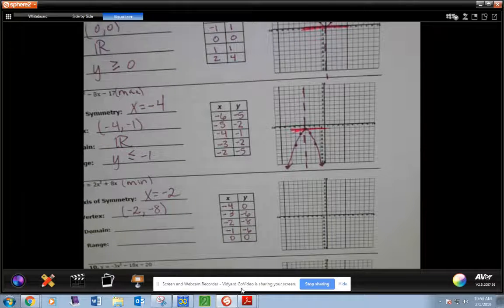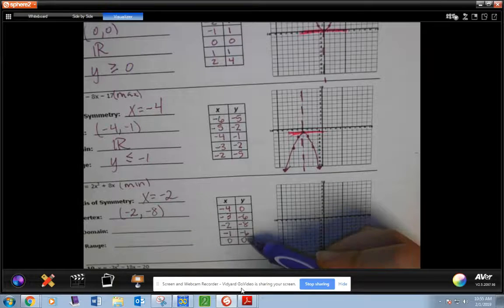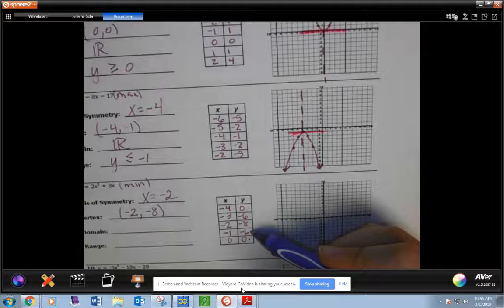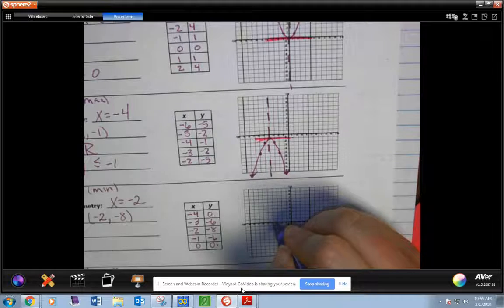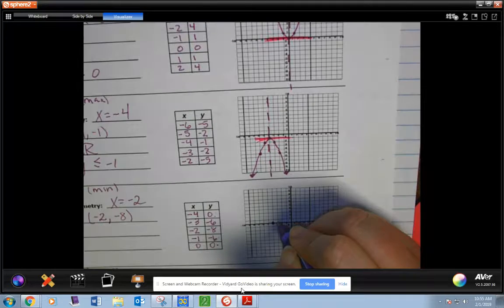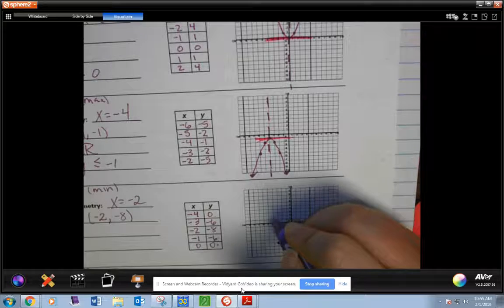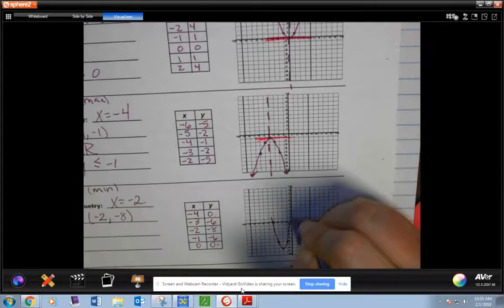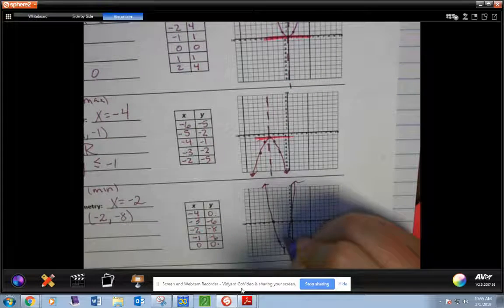Now that this is a third one, you should notice a pattern. When you're doing your tables, the first and last numbers should be the same on the y. The second and second to last numbers should be the same on the y. Okay, so now I'm going to plot my points. -4, 0, -3, -6, -2, -8, -1, -6, and 0, 0. Drawing in my parabola. Drawing in my axis of symmetry.